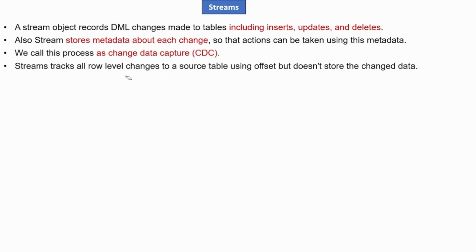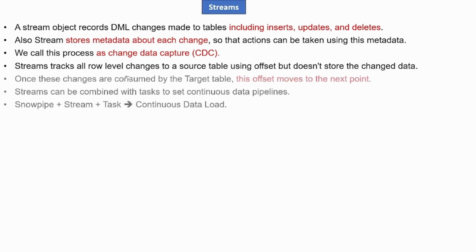So a stream tracks all the row level changes to the source table using an offset, but doesn't store the changed data. Once these changes are consumed by the target table, this offset moves to the next point, and streams can be combined with tasks to set up continuous data pipelines. And if we have Snowpipe and we also have streams and tasks integrated, that process we can say is continuous data load.